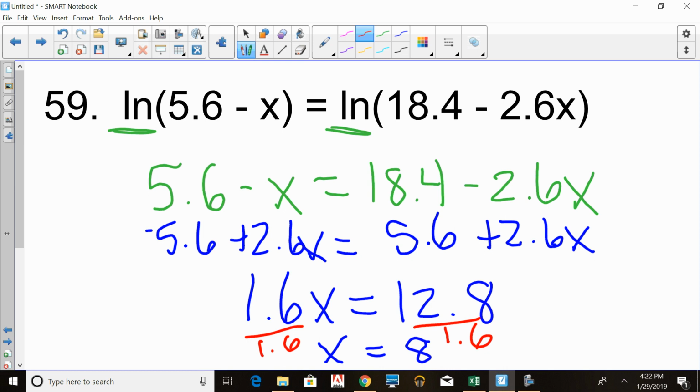Now here's where again you have to check your answer. If you substitute an 8 there for x, 5.6 minus 8 is a negative number, negative 2.4 to be exact. And if you try to do the natural log of negative 2.4, you're going to get a domain error. So 8 does not actually work, so therefore there is no solution. Doesn't matter what happens on the right side because it does not work on the left side. It's a no solution problem.